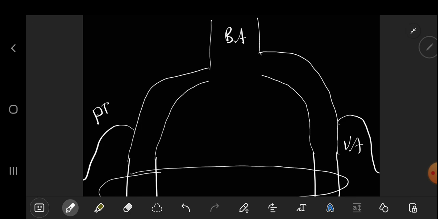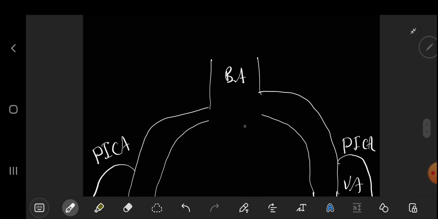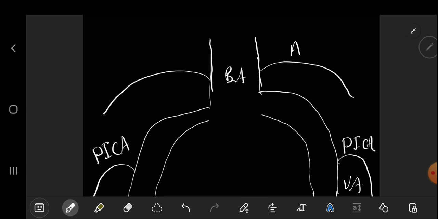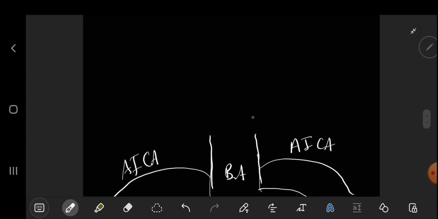arteries that are going to the cerebellum, posterior inferior cerebellar artery from both sides, if you want to call them PICA. So those vertebral arteries confluence into the basilar artery, and at the start of the basilar artery, another couple of arteries which are called anterior inferior cerebellar artery, again going to the cerebellum, AICA if you want, are going from here.